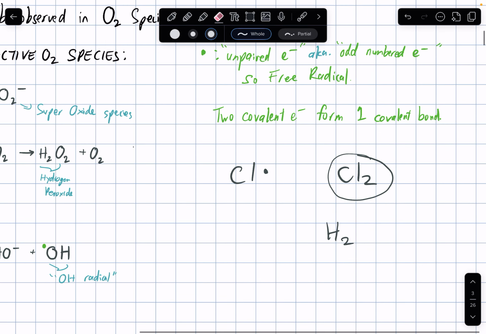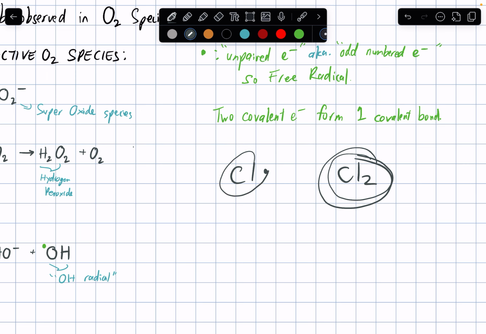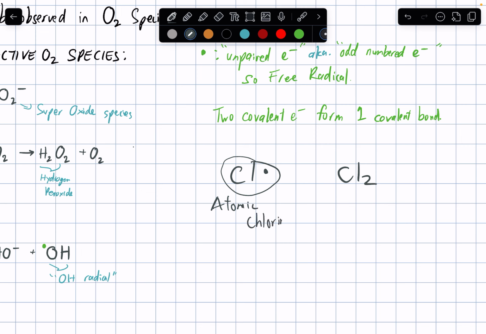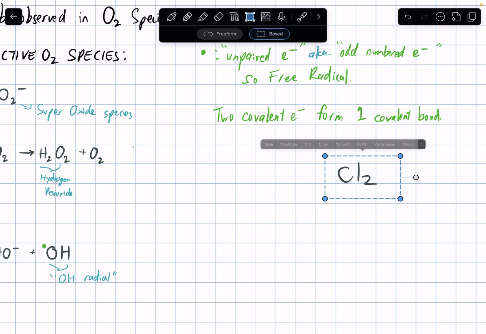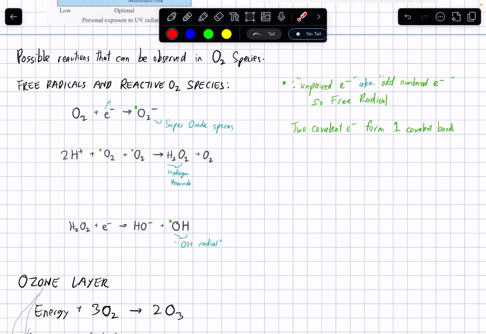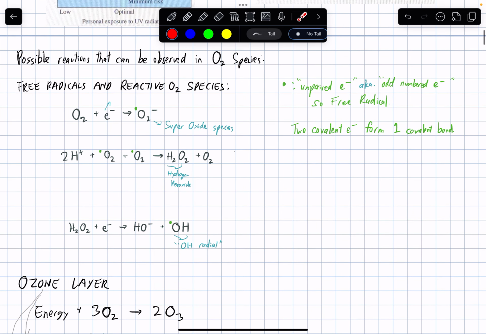But yes, essentially, the difference between Cl2 and just Cl is that Cl is called atomic chlorine. This is found in CFCs, or chlorofluorocarbons, and it's capable of catalyzing the reaction that decreases the concentration of ozone in the stratosphere. More on that later. There's a dedicated topic for that. But yeah, that's essentially it.